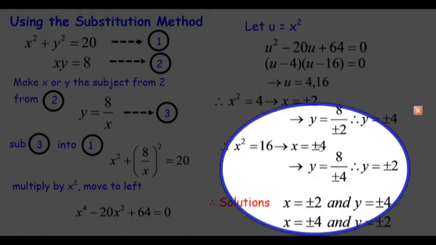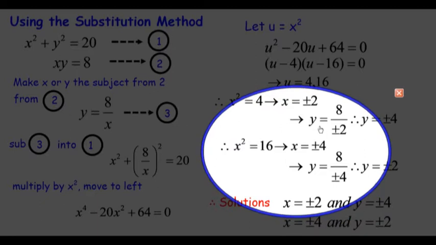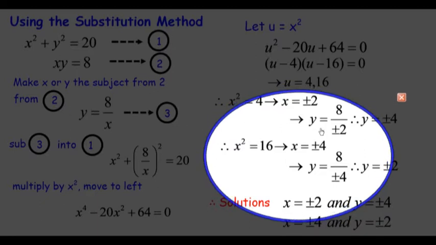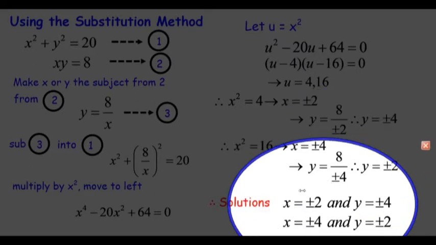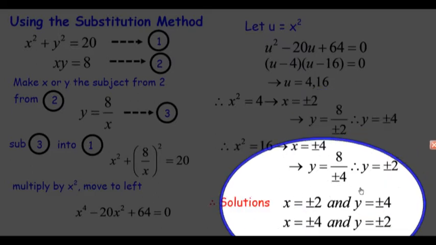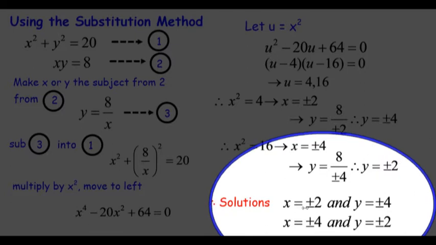Now, if x squared is 16, x is plus or minus 4, and you can see here y turns out to be 8 over plus or minus 4, which is plus or minus 2. So that's going to switch around a bit. So what's happening here? Well, the solutions are x is plus or minus 2 and y is plus or minus 4, and x is plus or minus 4 and y is plus or minus 2.